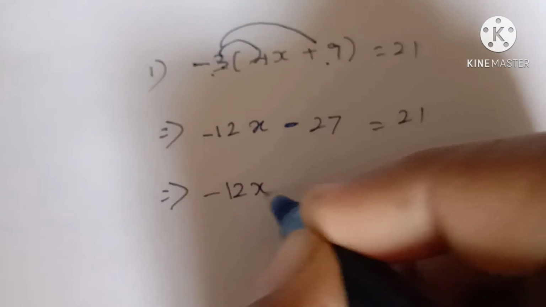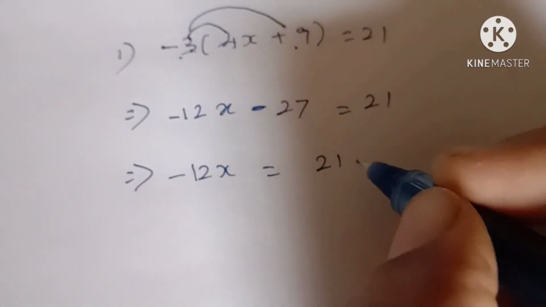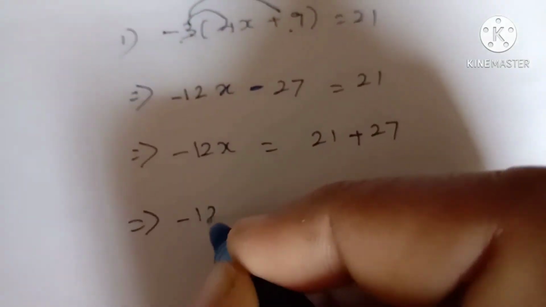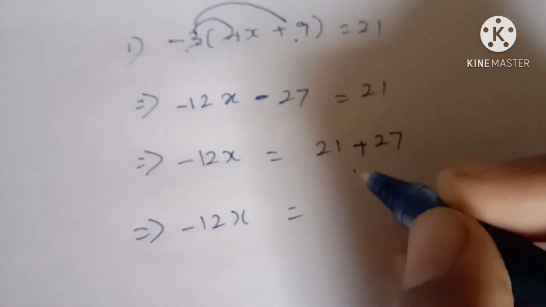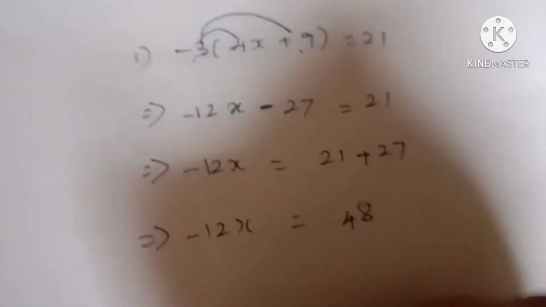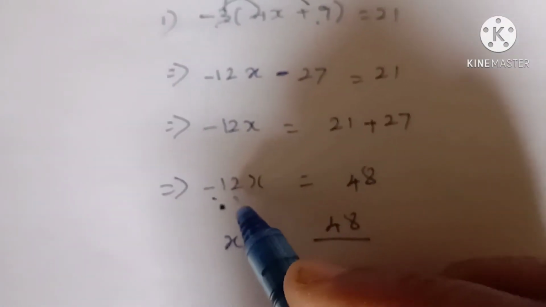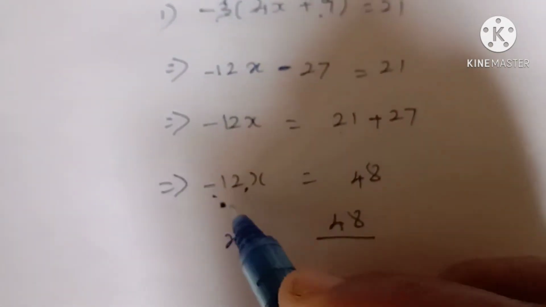And then if you take this minus 27 to your right hand side it is plus 27. If you add 7 plus 1 is 8, 2 plus 2 is 4. Therefore x is equal to, when you bring this minus 12 into x, so it is in the multiplication.